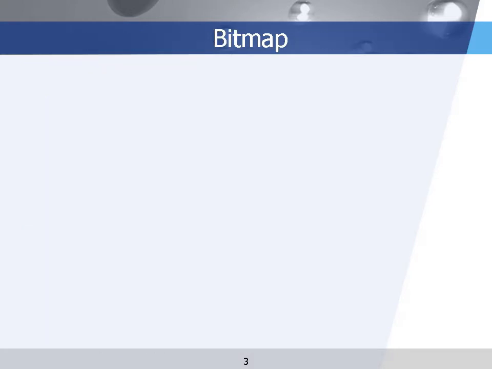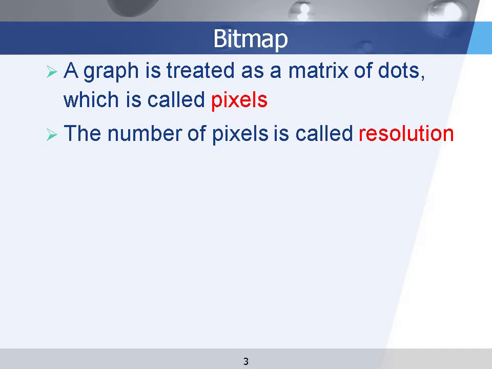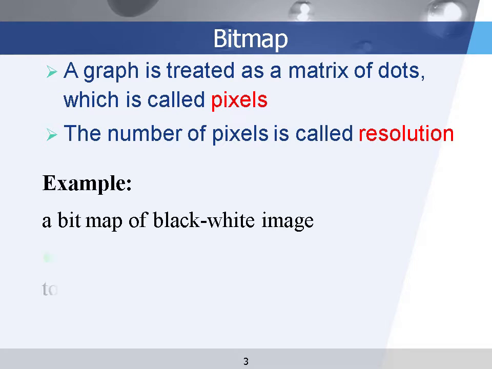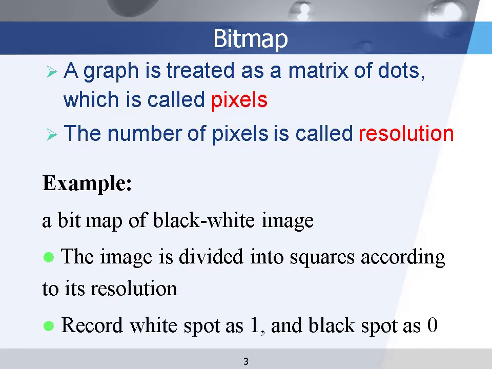The basic raster graphics format is the bitmap, or BMP. A bitmap image is a matrix of dots, which are called pixels. So a bitmap image includes a lot of pixels, and the number of pixels is called resolution. For example, for a black and white bitmap image, the image is divided into squares according to its resolution, and we record a white spot as 1 and a black spot as 0.